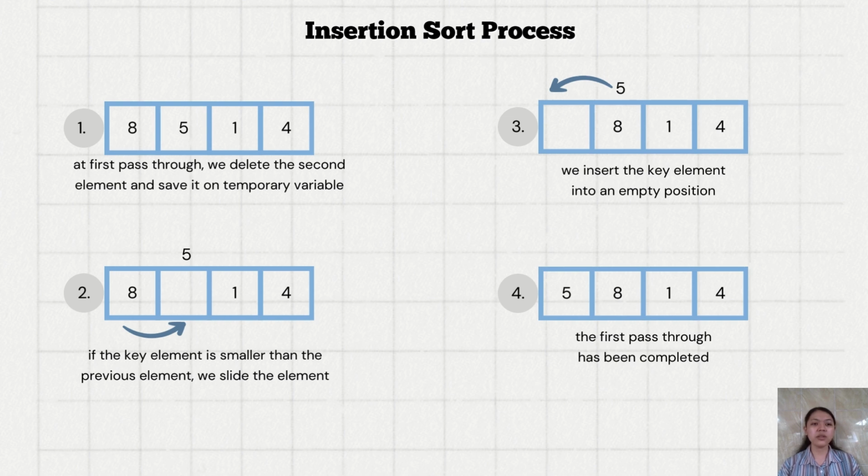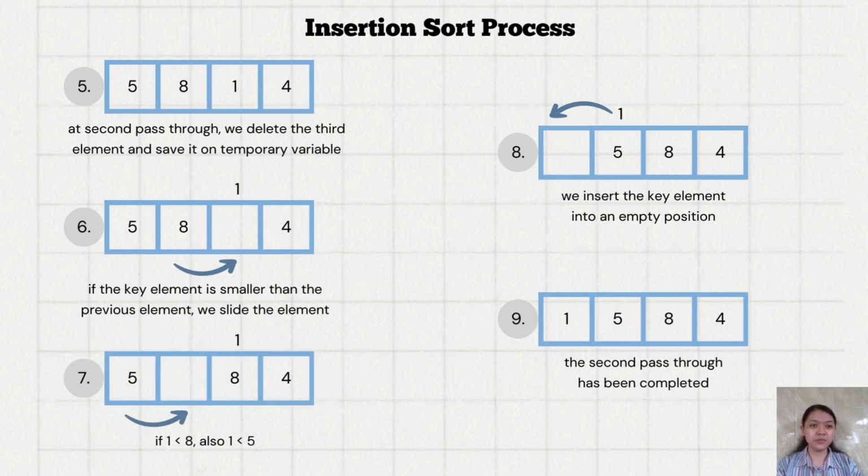We begin by considering the first element, or 8, as already sorted, and then we take the second element, or 5, and compare it with the first element. If the key element is smaller than the previous element, we slide the elements. So, since 5 is smaller than 8, we shift 8 to the right and we insert 5 into an empty position. And the first pass-through has been completed, and the array is now 5, 8, 1, and 4.